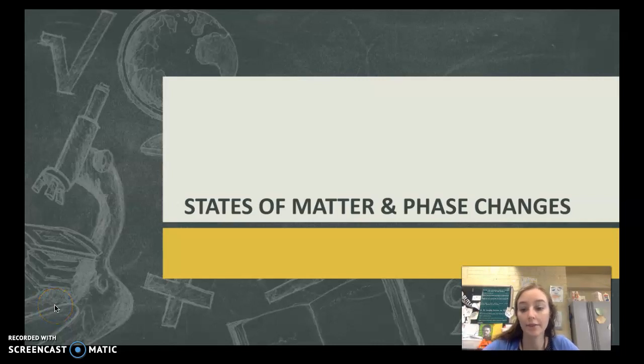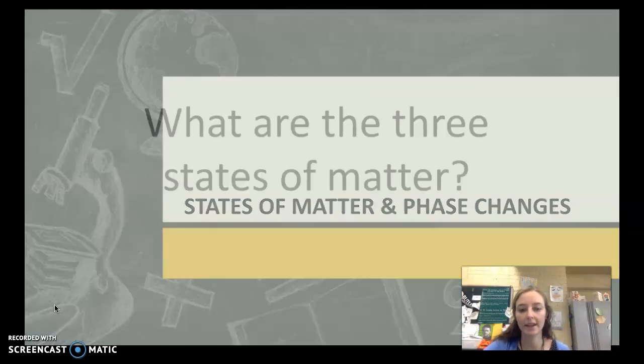Talking about states of matter and phase changes. So a lot of this will be review information, but it is important that you have this down in your notes so that when we continue to talk about these things, you can refer back to your notes and make sure you have solid definitions for what we use in this chemistry class. So label your notes states of matter and phase changes along with today's date.